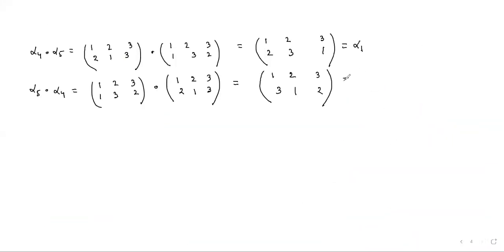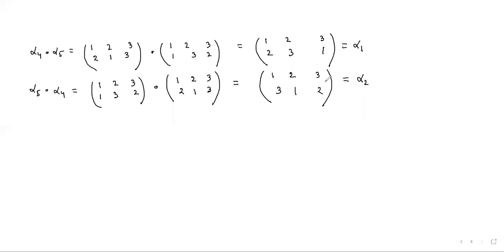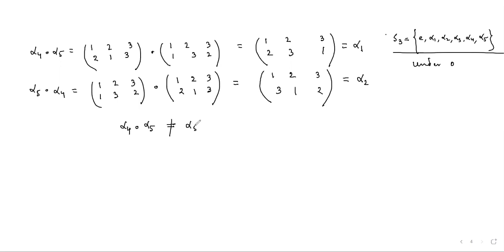Okay. So it remains as your classwork. I am fortunate enough that my instinct helped me out in this regard. We have got the elements. What were my elements? What was my set actually? My set was S3, which contained E, alpha 1, alpha 2, alpha 3, alpha 4, alpha 5 with their usual meaning. Under the operation dot, we have found that alpha 4 dot alpha 5 is not equal to alpha 5 dot alpha 4.